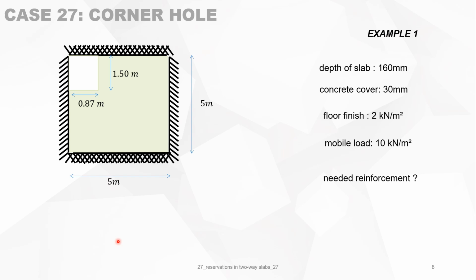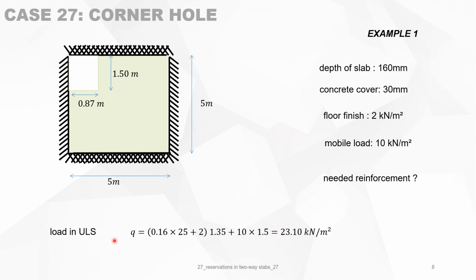Now let's look at an example. We have a concrete slab of 5 by 5 meters, and we want to make a reservation into the slab of 1.5 by 0.9 meters. This is a slab with a depth of 160 millimeters, concrete cover 30, floor finish of 2, and a mobile load of 10 kilonewtons per square meter. What is the needed reinforcement in this slab?